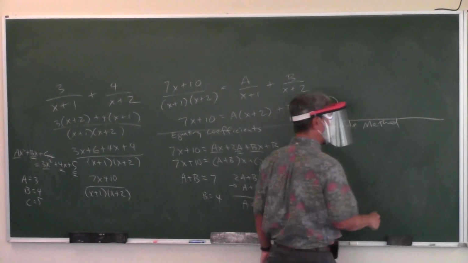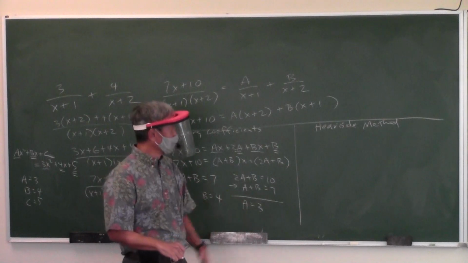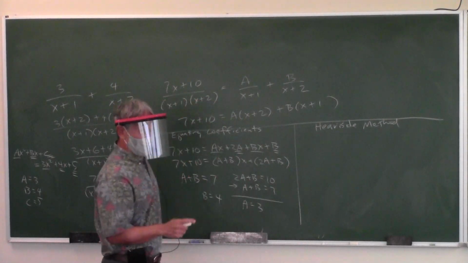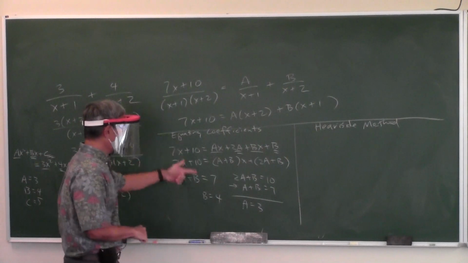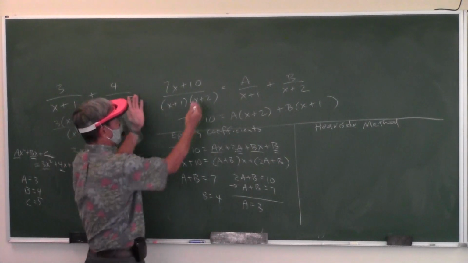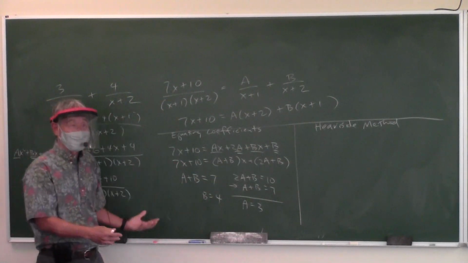Named after the British mathematician Oliver Heaviside. Okay, now, he was pretty smart. You know what he did? He said, well, instead of doing all this, because there's a lot of algebra, and can you see that if you have more factors, then there's just more variables to solve for.